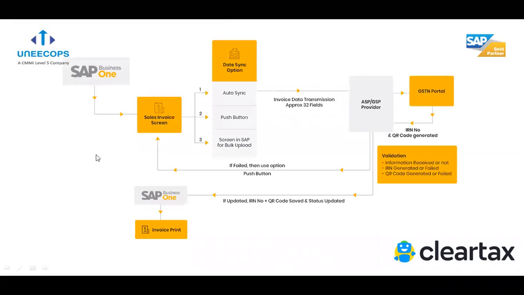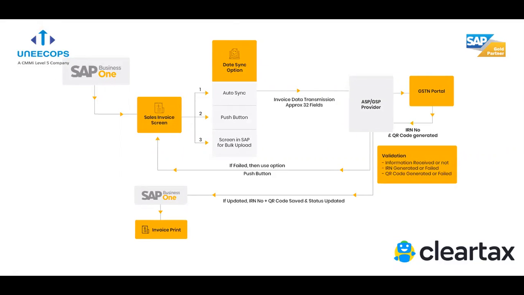I will now show you the architecture of SAP Business One and how we will be providing this solution. You are all using SAP Business One already. There will be an SAP sales invoice screen, which will generate the IRN number and QR code in any of three methodologies: auto sync, push button, or a bulk upload screen. In auto sync, there will be a button with the automatic mode, which will be configured as per you. You can change it anytime. You just tick the automatic mode, and it will generate the IRN number and QR code automatically once the invoice has been generated.